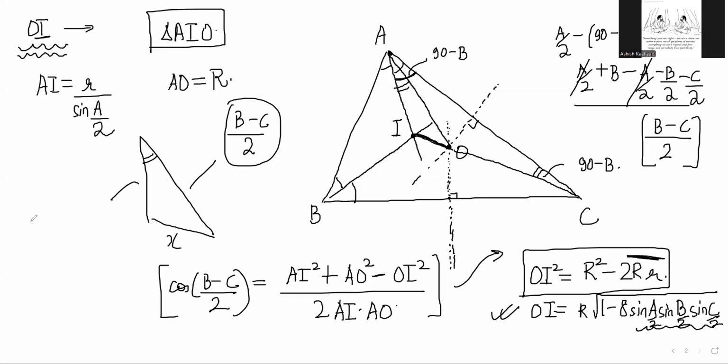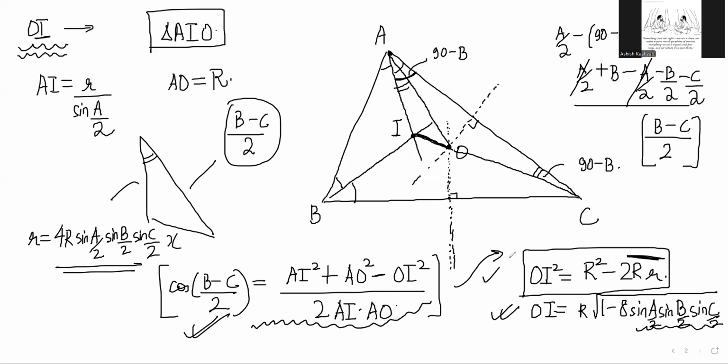Because we know that small r is 4 capital R sin A by 2, sin B by 2, sin C by 2. So if you simplify everything from here, it will be a long simplification, but eventually you can get here. This is very straightforward and it is expected from all of you to know this.